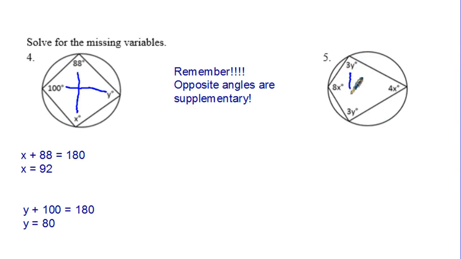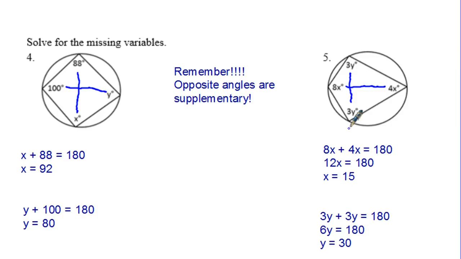Over here, a little bit different, but same concept. We have 3y and 3y, 8x and 4x. Again, opposite angles are supplementary. So here, 8x plus 4x equals 180. Combine like terms, you get 12x equals 180. Divide by 12, you get 15. And then this one, 3y plus 3y equals 180. 6y equals 180. Divide by 6, you get y equals 30.